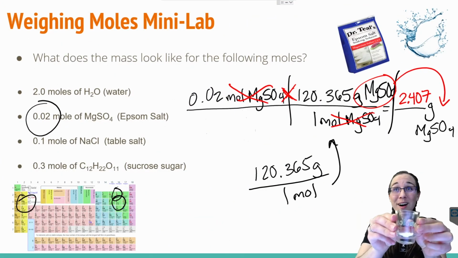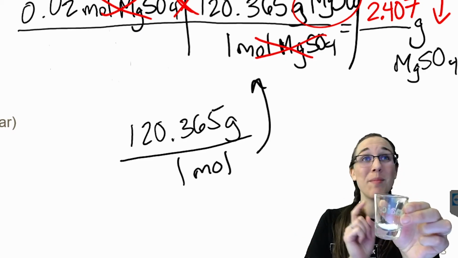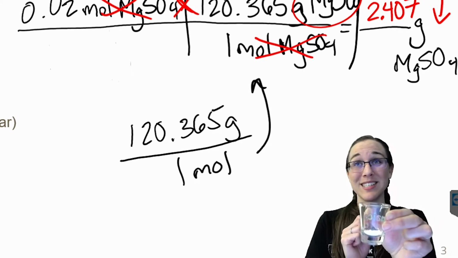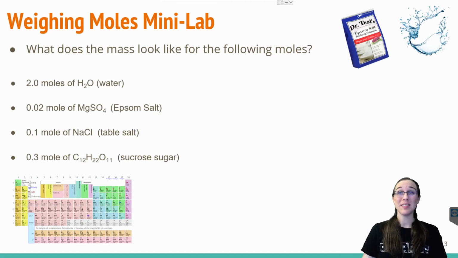Let's see what that looks like. There is 0.02 moles of magnesium sulfate. It's beautiful. Now remember, if I was to weigh out an entire mole, I would have had to weigh out 120.365 grams. This is just 2.4 grams. How about the 0.1 moles of table salt?